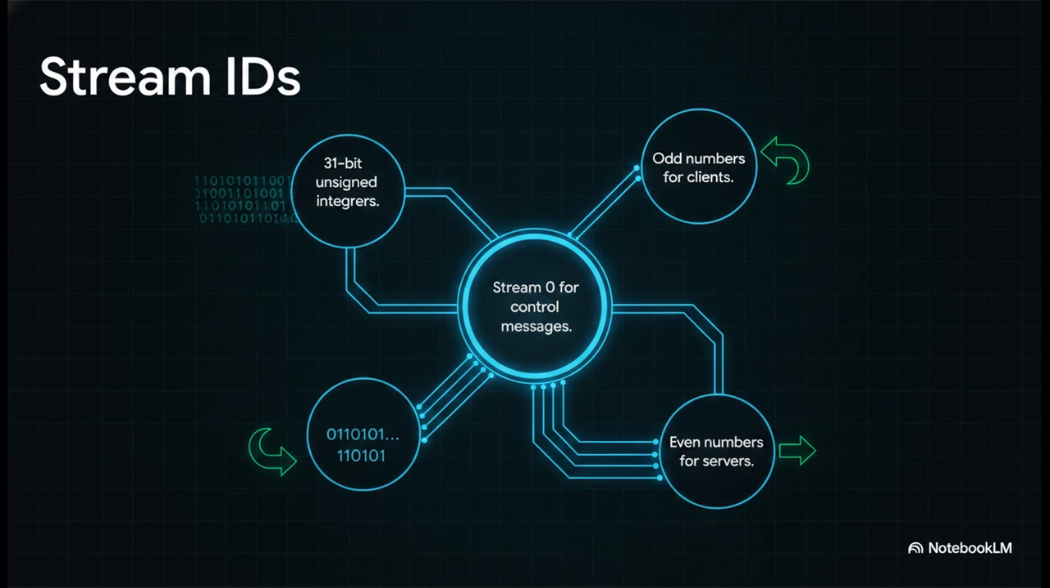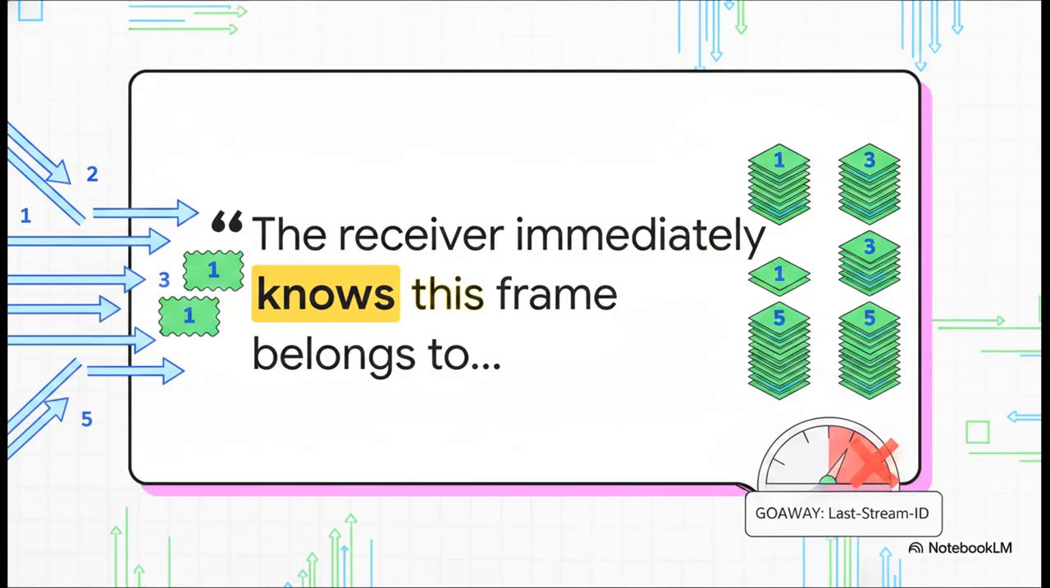Because all this data is interleaved, these 31-bit unsigned integers are literally the only way endpoints can associate a specific frame with a specific request context. Also, keep in mind, Stream 0 is exclusively reserved for connection control messages. It cannot hold any application data. You might be wondering, why do these stream IDs matter so much? Because they are the sole mechanism that allows both endpoints to untangle all these interleaved frames without total chaos ensuing.